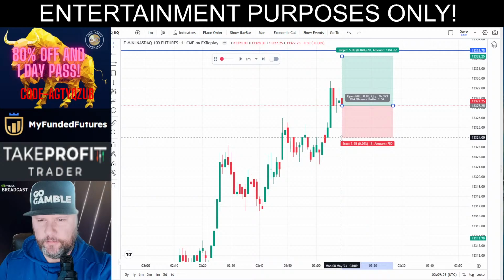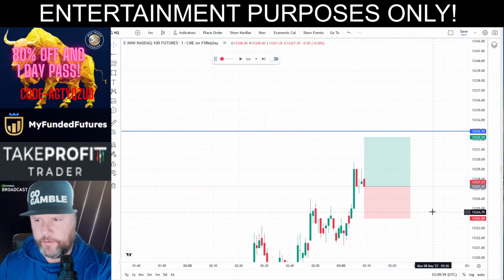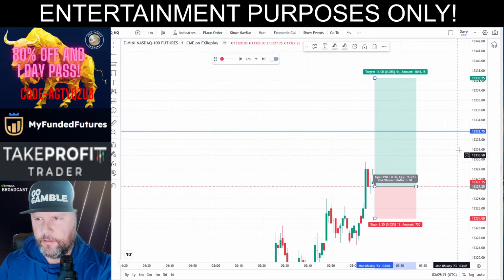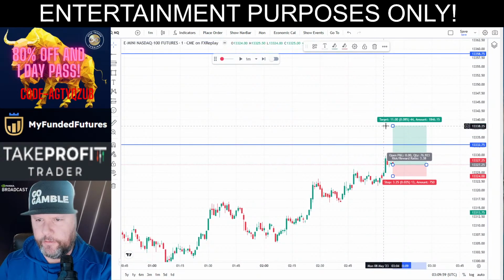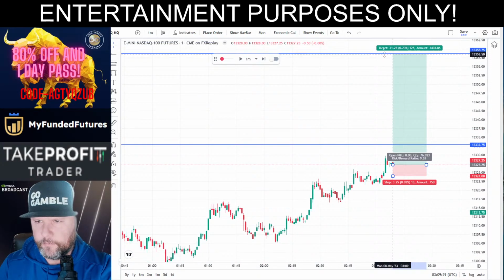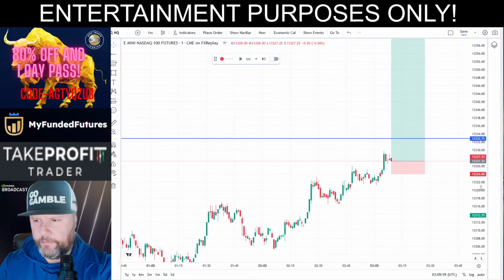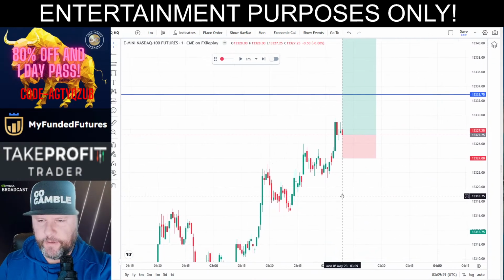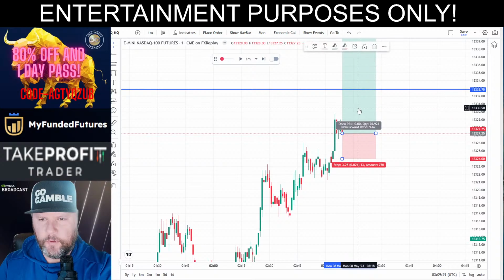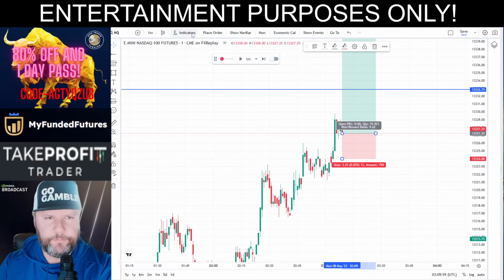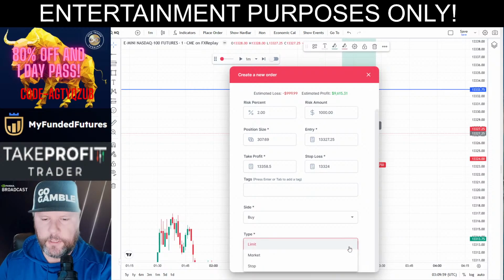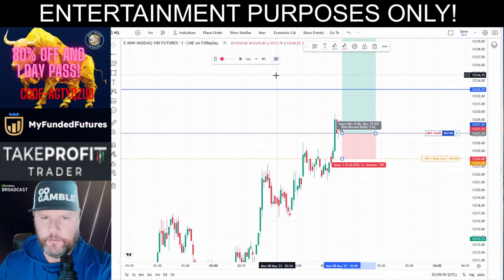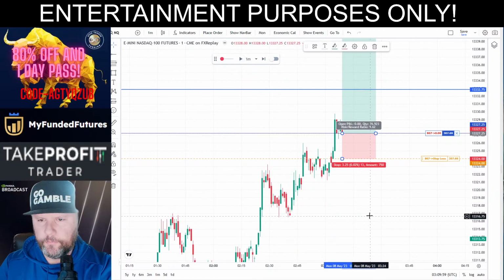All right. So we're going to target wherever we drew that line at. There it is, 358. And obviously we'll scale some at 32 there. It's only 5 points away. But we'll scale some there and break even stop it. This has got to be a market. All right, so we are in. Let's go.